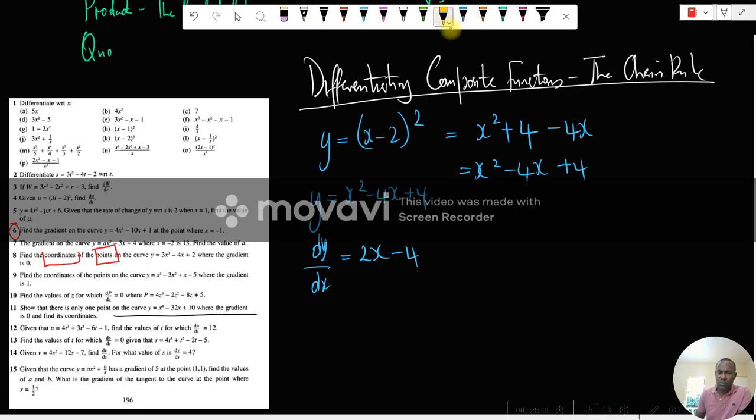However, suppose we have this instead. Suppose we have y equals (x - 2) to the power of 10. Would that approach work? I mean, it could work, but what would be the problem with trying that approach by expanding the brackets? What would be the issue if you were to try to expand the brackets in this one, y equals (x - 2) to the 10, as opposed to y equals (x - 2) squared? What problem would we have?